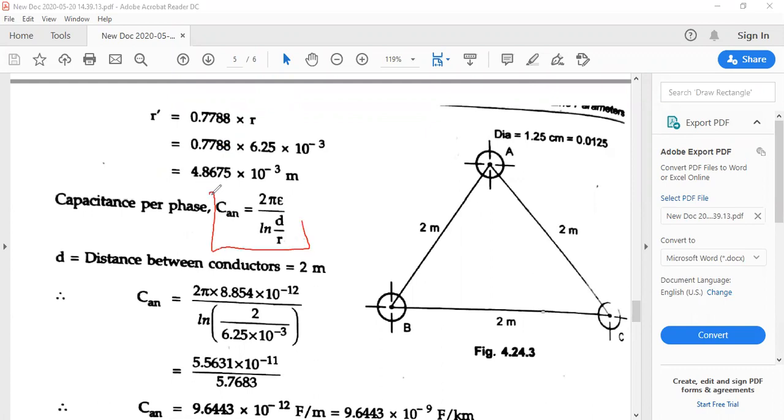So this is the formula that we have, which is CAN equals 2 pi epsilon divided by ln of D by R. So the distances which are equal are known. So this D can be written as capital D also. Yes, so it is written as D by R also. And at the end, you can substitute it and you will be able to find out what is the capacitance of phase to neutral value.